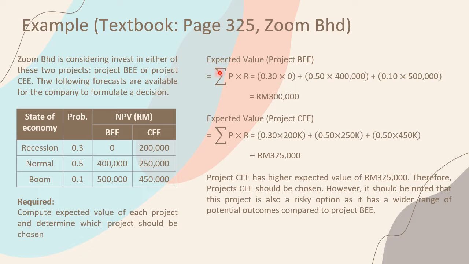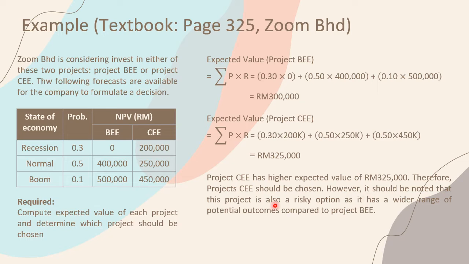So I calculate the expected value for project BEE by multiplying the probability with the return, and then I sum it up to get 300,000. For project CEE, I get 325,000. So here we can see project CEE has a higher value of 335,000. Therefore, project CEE should be chosen.